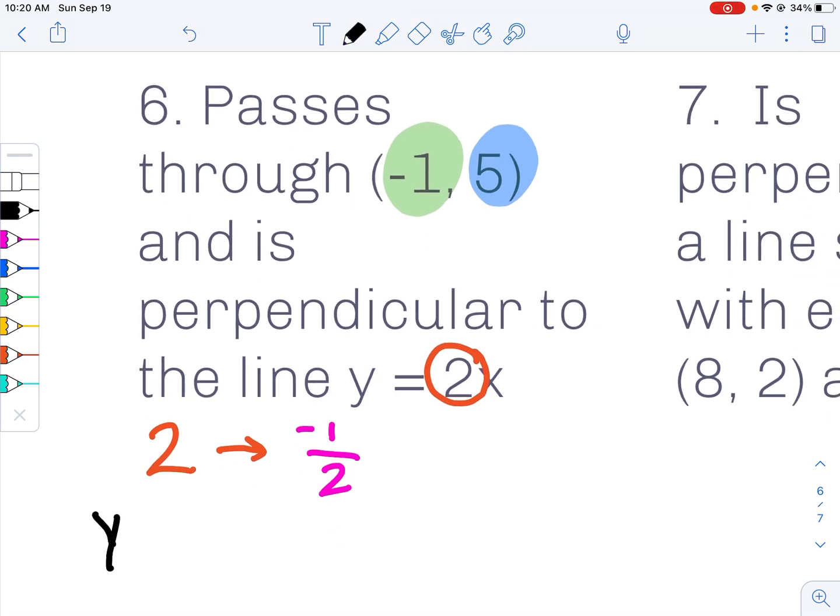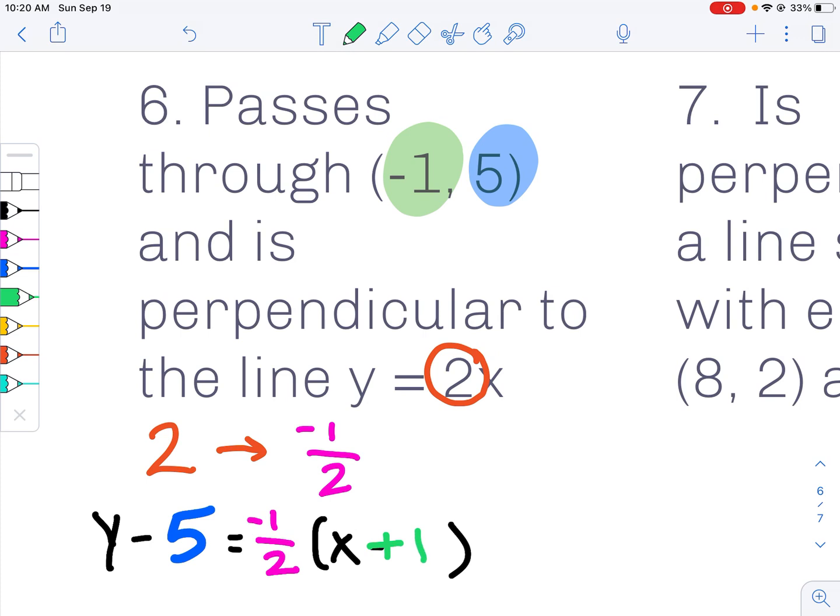Again, I'm going to start in point slope form. I'm putting in my perpendicular slope, my y value with my y value, and my x value with my x value. And notice I changed that x minus to an x plus because the x value I was given was negative.